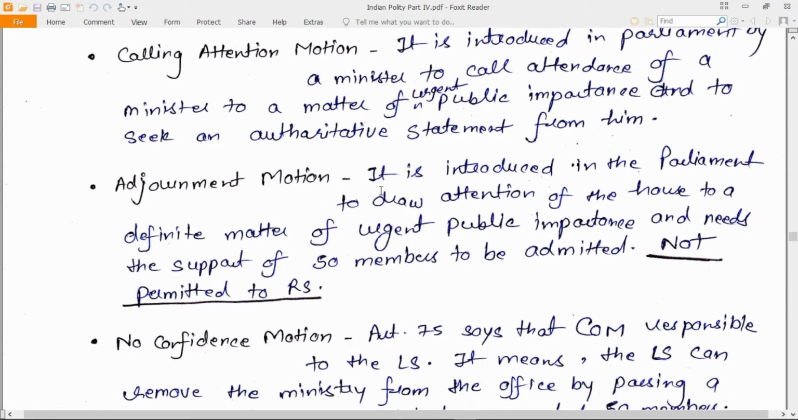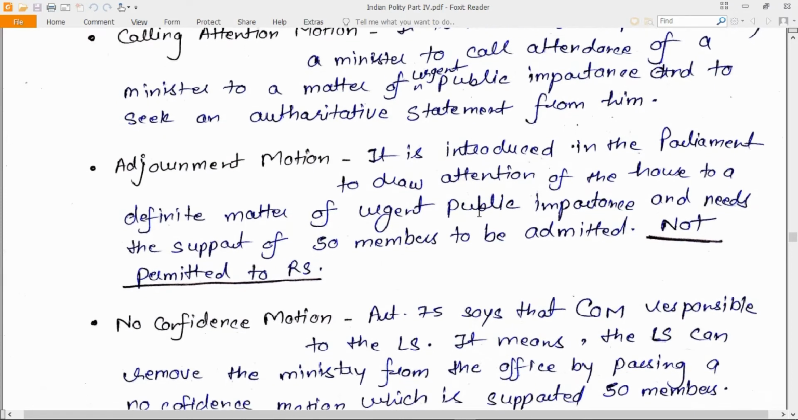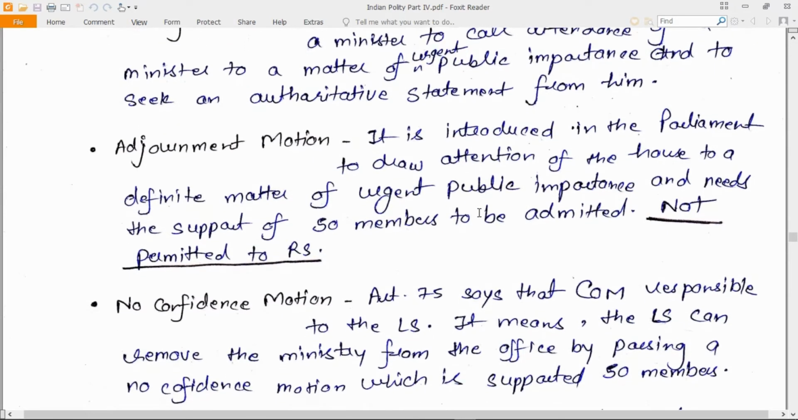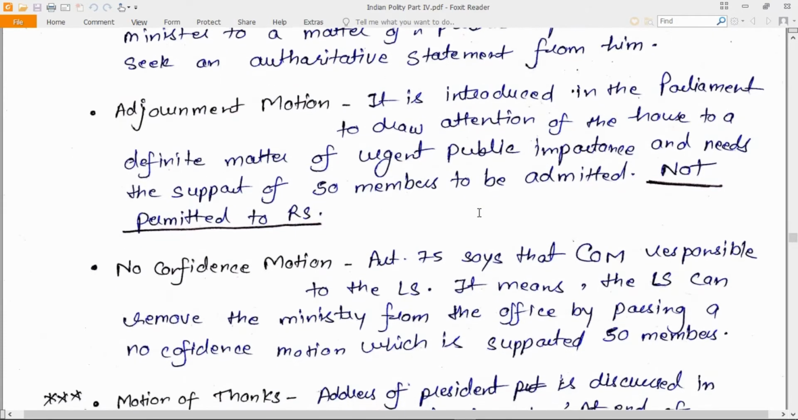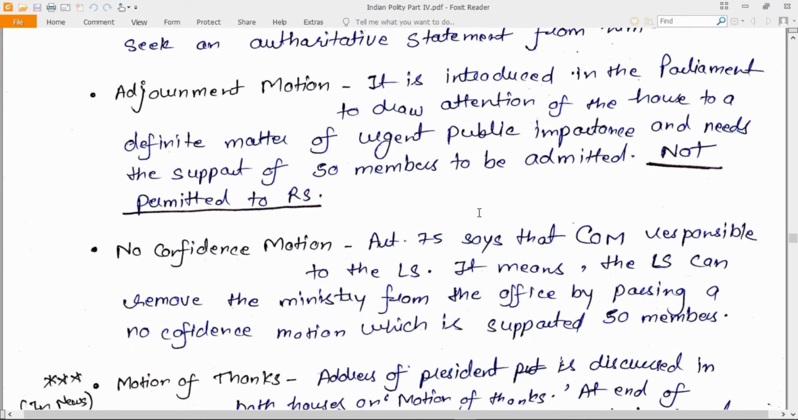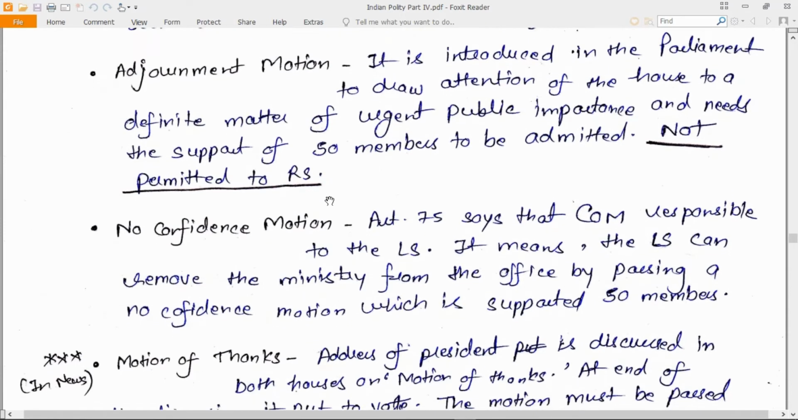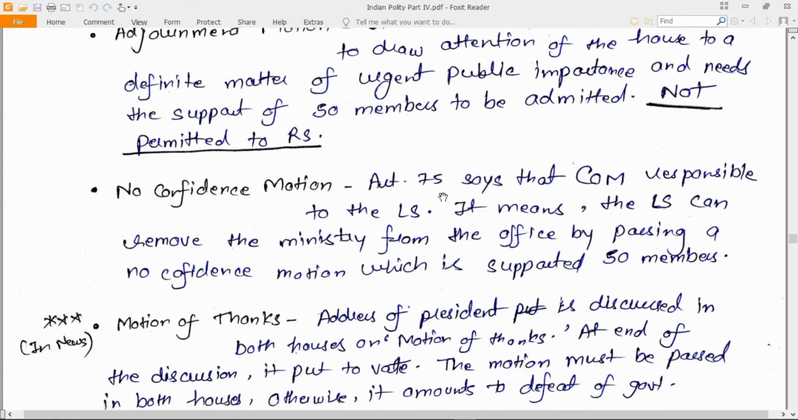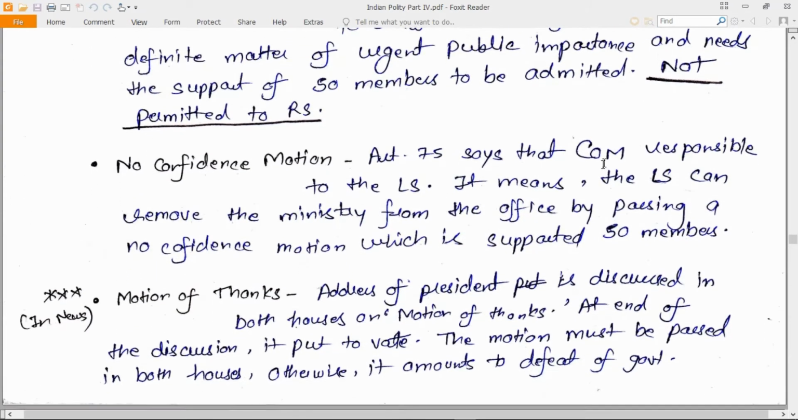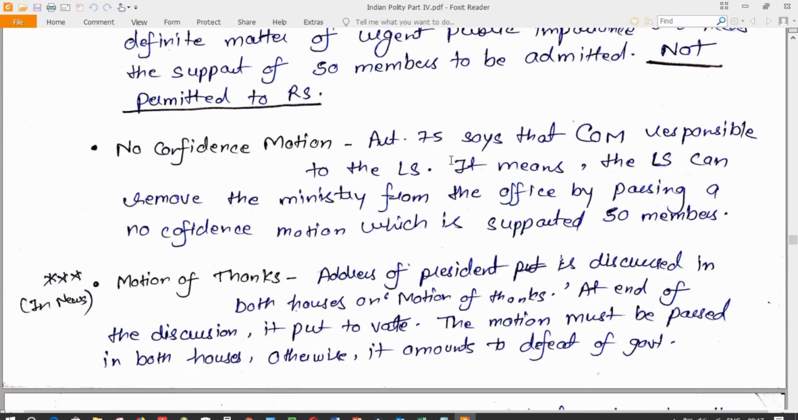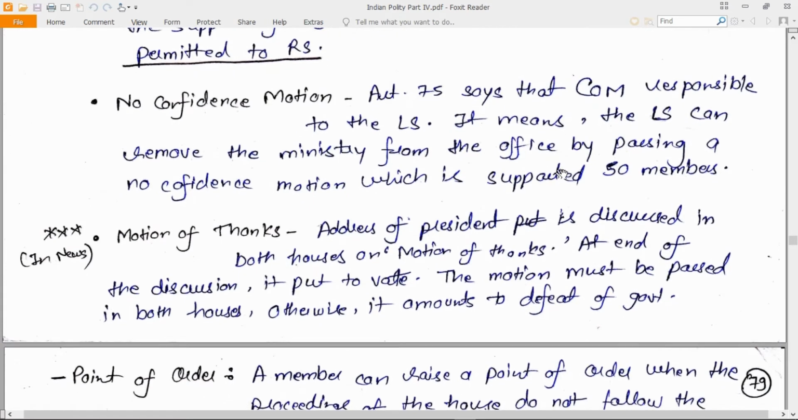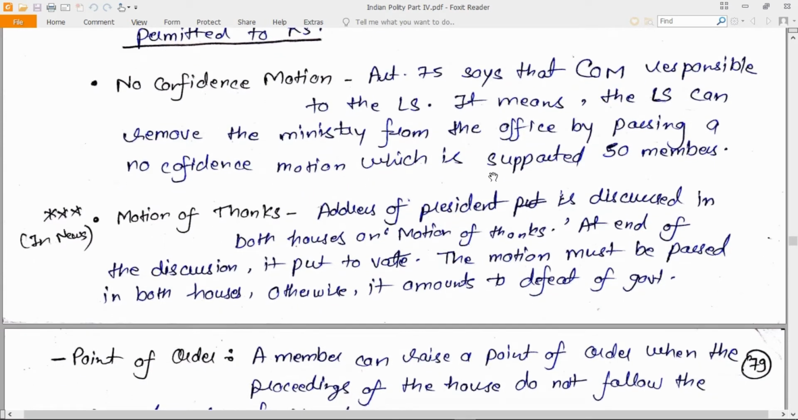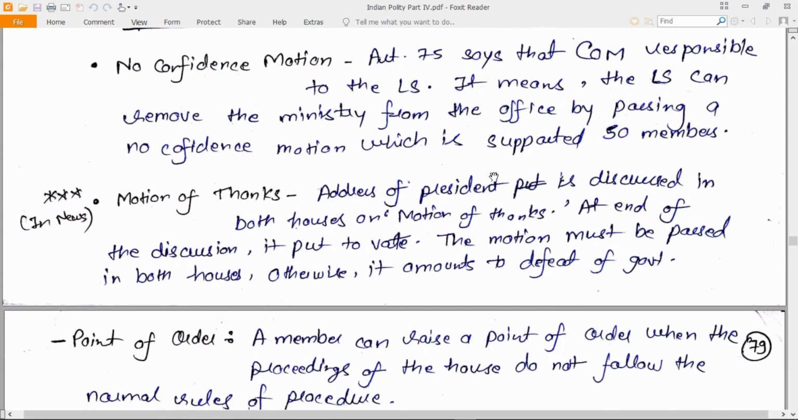What is adjournment motion? It is introduced in the Parliament to draw attention of the House to a definite matter of urgent public importance and needs the support of 50 members to be admitted. It is not permitted in Rajya Sabha. Now, what is no confidence motion? Article 75 says that the council of ministers is responsible to the Lok Sabha, which means the Lok Sabha can remove the ministry from office by passing a no confidence motion which is supported by 50 members.